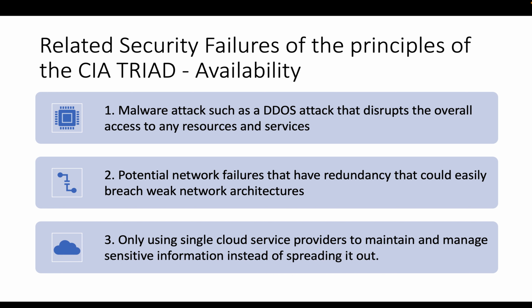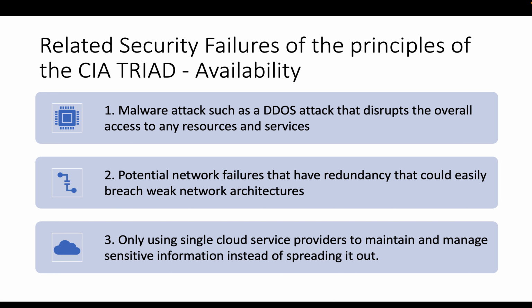And so, if a bank's network is DDoS attacked, then potentially users won't be able to access their banking information. You can see how that's very scary to a company. So, potential actual network failures have redundancy that can easily breach weak network architectures. So, if a network is down, that shows that a network could continuously be breached. And whenever something is breached, it takes time not only for the risk assessment, but as well as the whole risk mitigation as well. And that takes time and money.